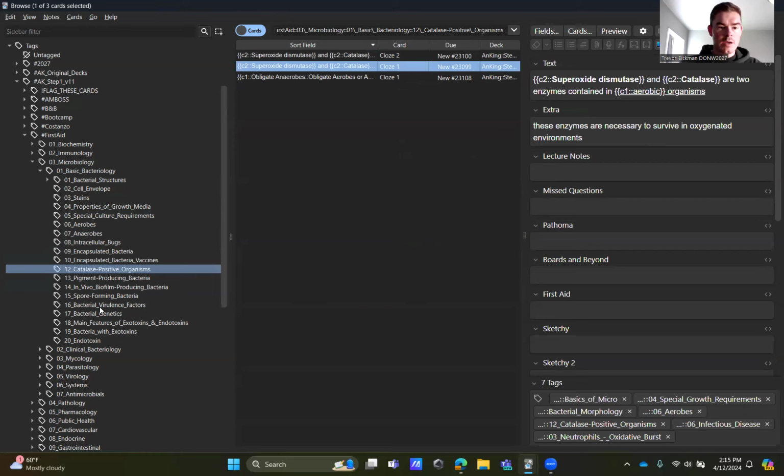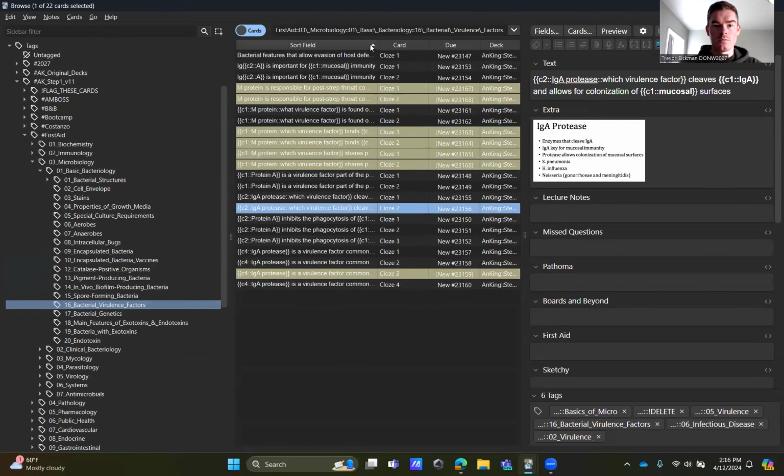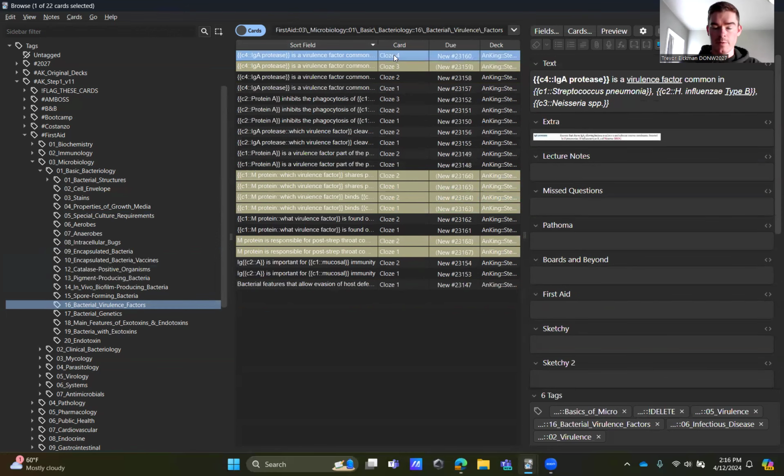And then we're going to skip down over pigment producing in vivo biofilm spore filming. We're going to go into bacterial virulence factors. So you want to grab the, let me recorrect that. You want to grab the first card, skipping the second, and then you want to grab all of them coming down until you start seeing this M protein.